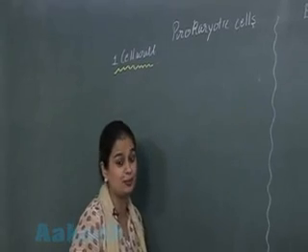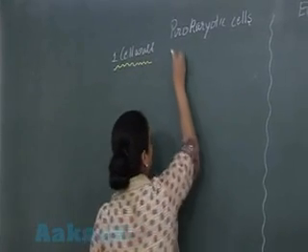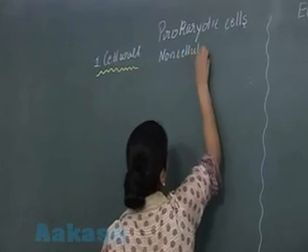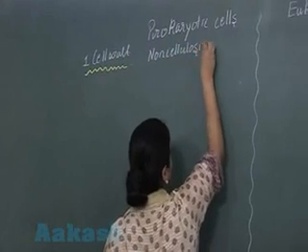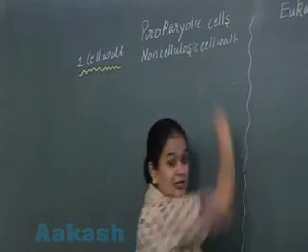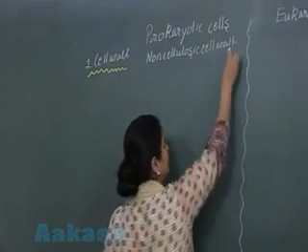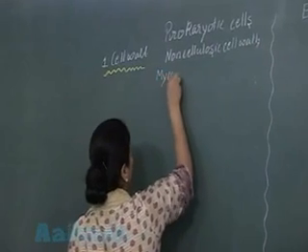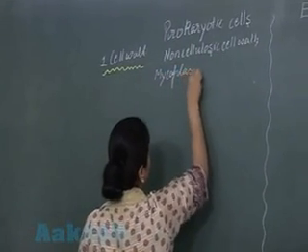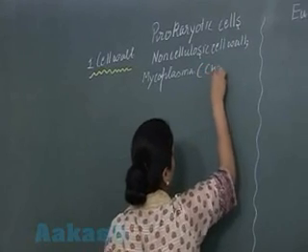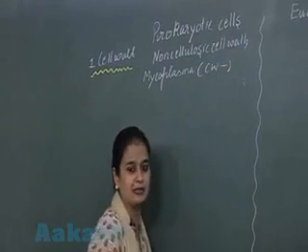In the case of the prokaryotic cell, there is presence of a non-cellulosic cell wall. Non-cellulosic cell wall is present, but there are some exceptions. One exception is mycoplasma. Around the mycoplasma, the cell wall is absent.